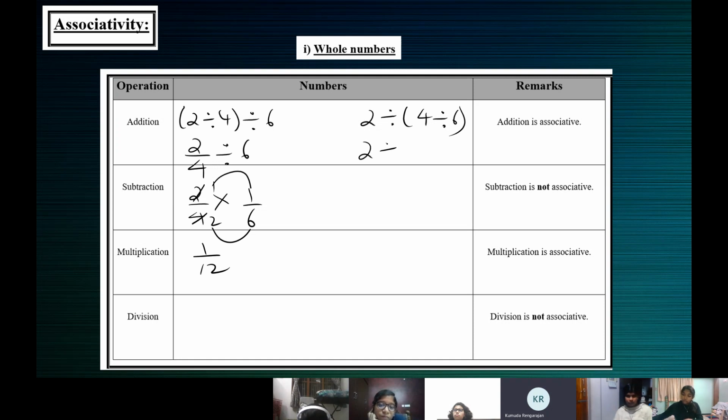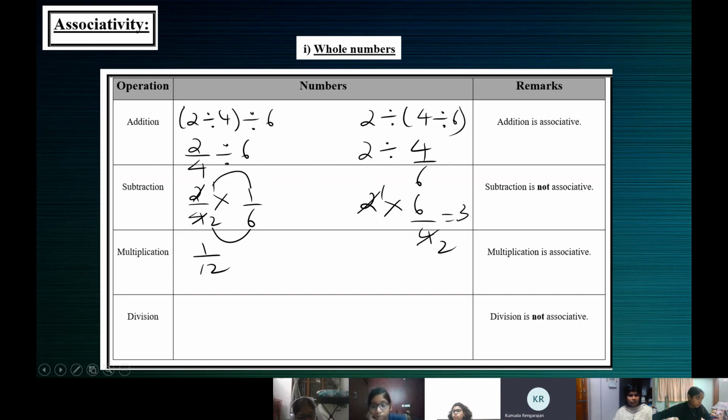Here it is, 2 divided by 4 by 6. So 2 into 6 by 4. Division becomes multiplication with the reciprocal. 2 ones are 2, 2 twos are 4, 6 by 2 is 3. The answer is not the same.